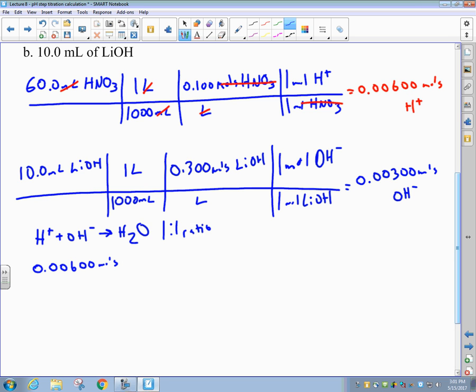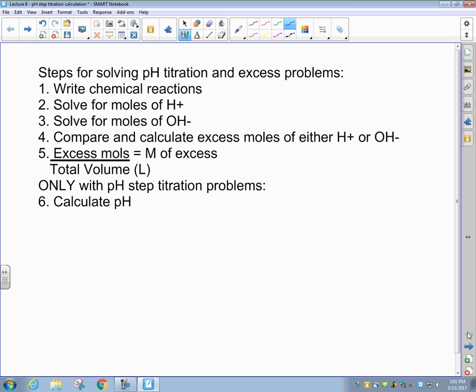0.00600 moles of hydrogen ion minus 0.00300 moles of hydroxide. We get 0.00300 moles of H positive in excess. That is step 4 right there. Now we're ready to do step 5.